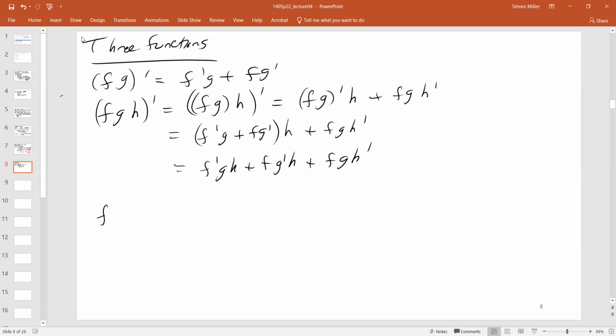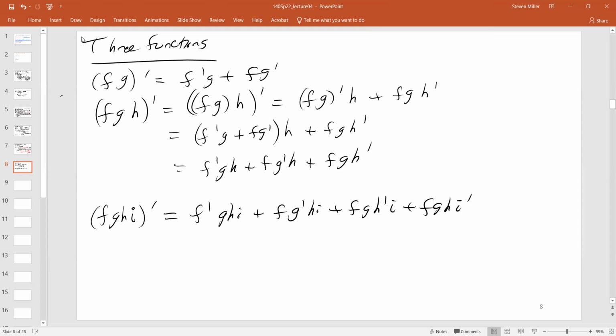So if I give you fghi prime, anybody want to guess? Yeah. Yes. And so it's actually not that bad to extend the product rule to finitely many products. And so we could have actually just used this immediately.